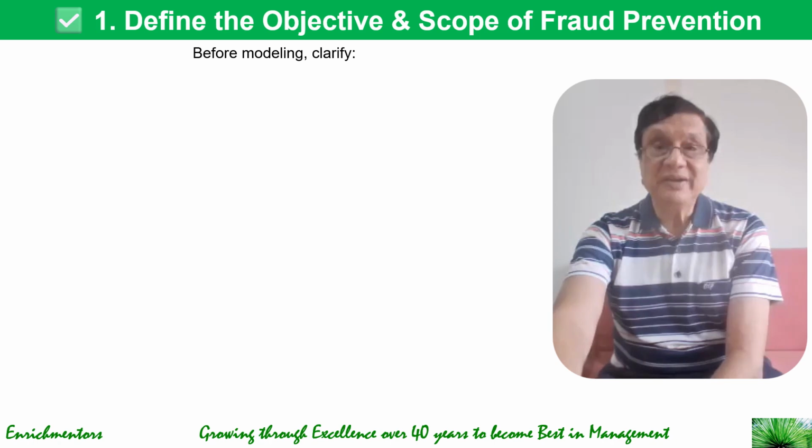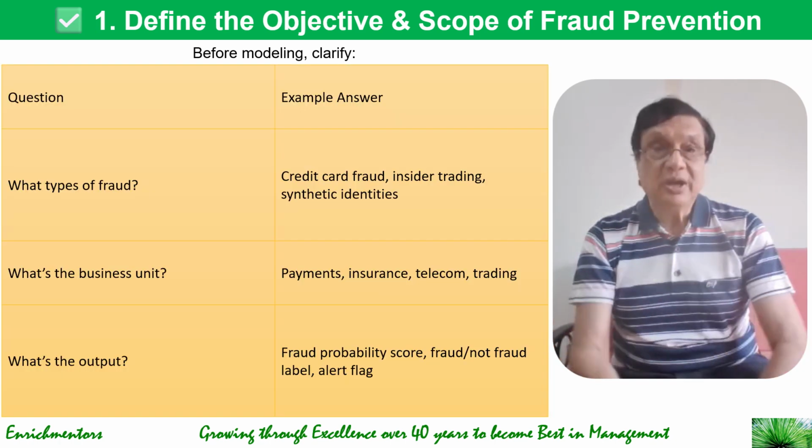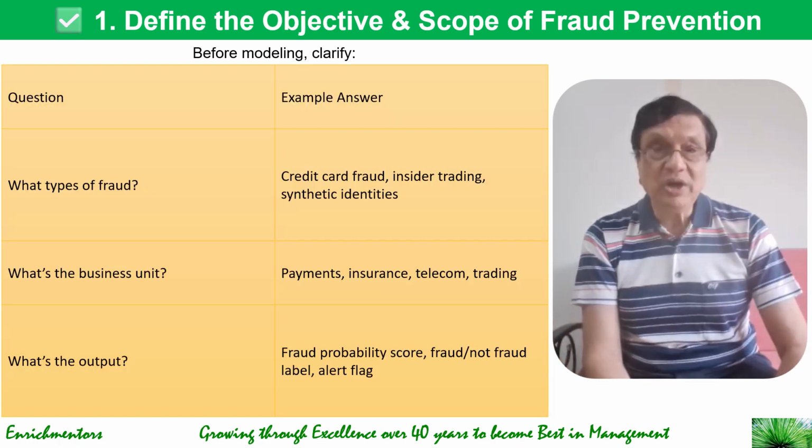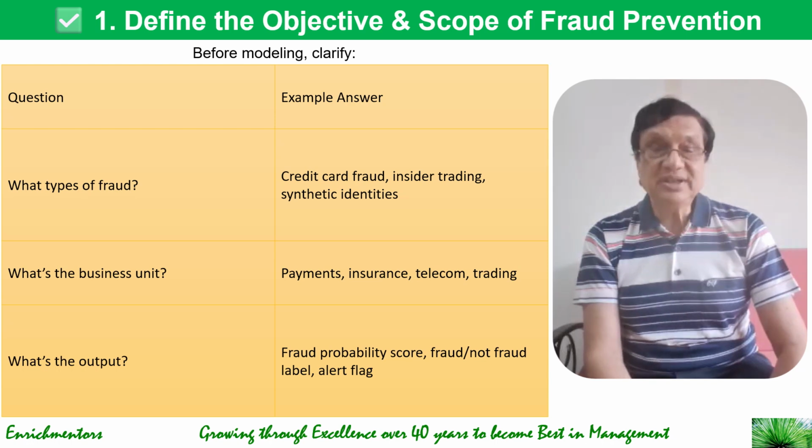So, you need to begin by defining the objective and scope of the fraud prevention, and you need to clarify a few things before modeling. The kind of questions you need to answer are: what type of fraud? Is it credit card fraud, insider trading, synthetic identities? What is the business unit? Is it for payments, insurance, telecoms, trading? And what is the output? Is it a fraud probability score, a fraud or not-fraud label, or an alert flag? These are the minimum things you need to clarify before modeling.